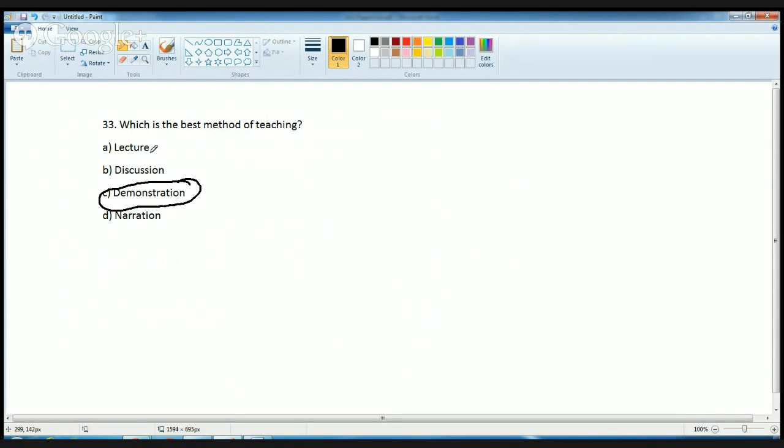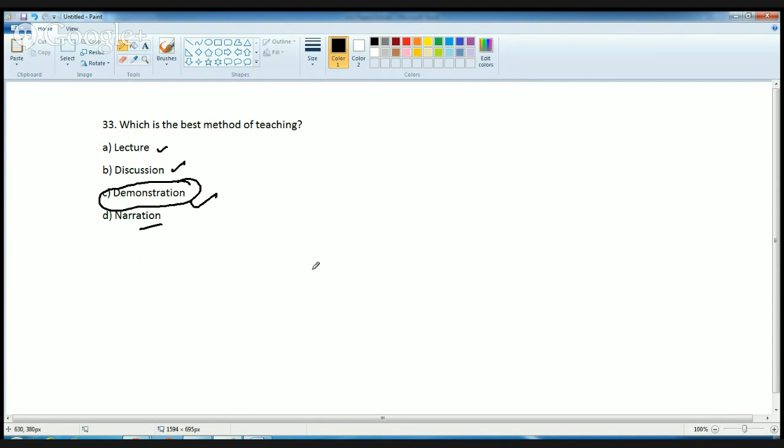Now what is the difference between lecture, discussion, narration and demonstration? Lecture is a kind of one-way interaction where, for example, if I am taking a lecture, I am speaking and most of the students are listening. Discussion is a kind of two-way communication where one can discuss various views for and against any issue. So you can talk about pros and cons of something. Narration is dictating something or just reading out what is written. While demonstration is something other than that.